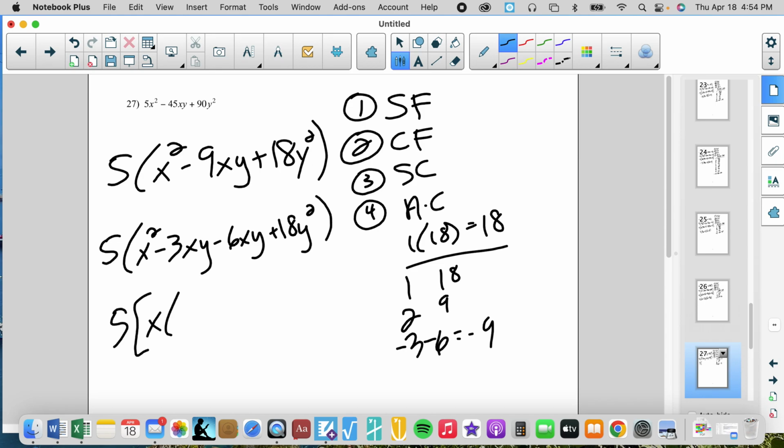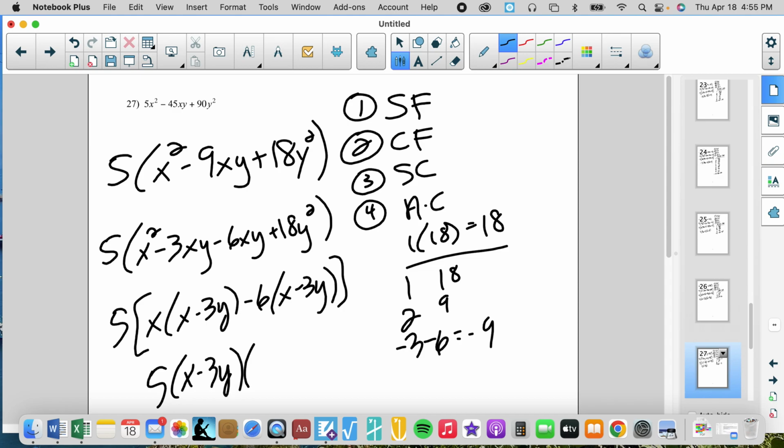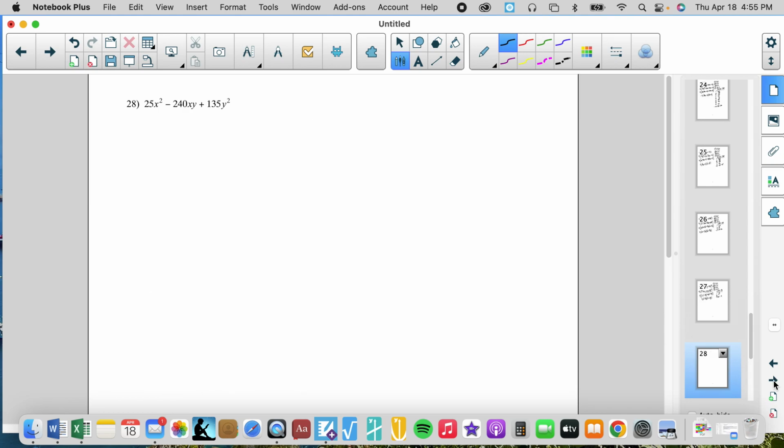Let's factor out an x. You get x minus 3y. Factor out a negative 6, and you get x minus 3y. So my answer is 5 times the quantity x minus 3y times the quantity x minus 6y. I got sloppy. You've got to factor out a negative 6y because there's a y that is in common in both of these terms. Almost made a mistake. Caught it. I caught it.